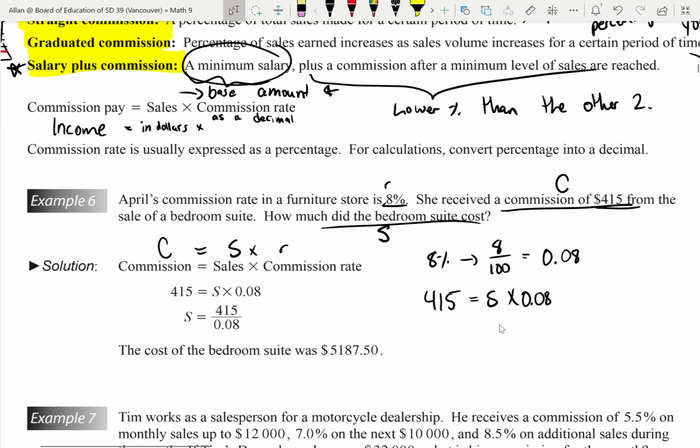Well, I want to get S on its own, so I'm going to do the opposite of multiplying by 0.08, and divide both sides by 0.08. And that's going to give me a final value of what the thing cost, which was $5,187.50. So if April sold this bedroom suite for $5,187, she gets paid 415. So this is what April takes.